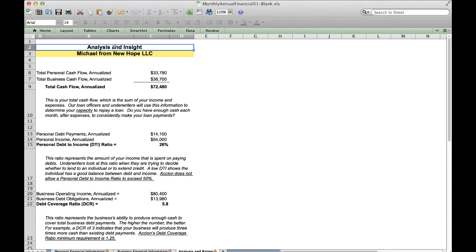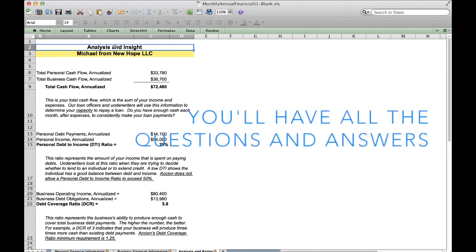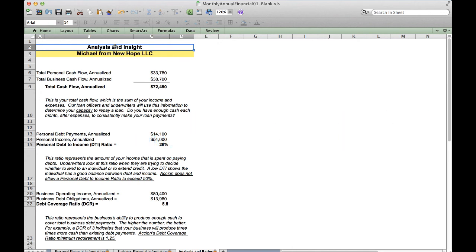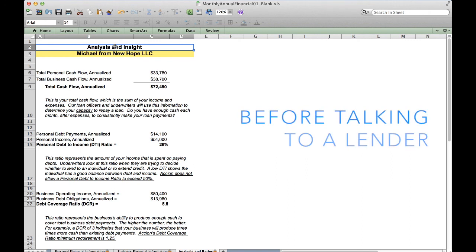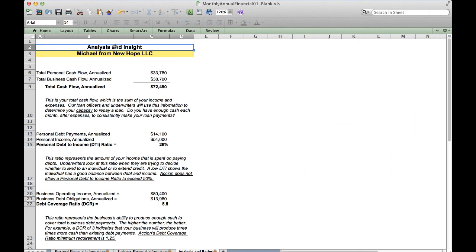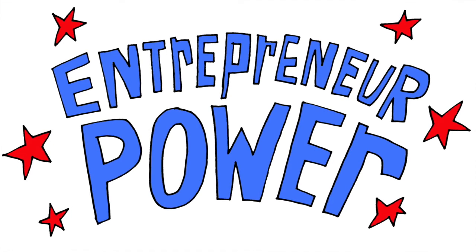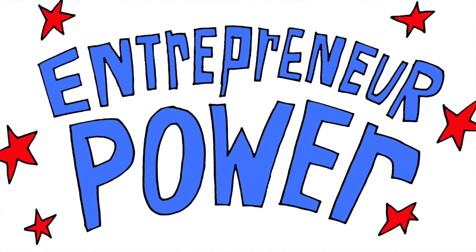Now, do you see what's happened here? By filling out the monthly numbers in the first two tabs about your personal cash flow and business cash flow, you've given yourself the questions and the answers in advance of even talking to a lender. That can be a pretty powerful tool in the hands of an entrepreneur like you. Knowledge is power, and you've got yourself some pretty sweet power right there.